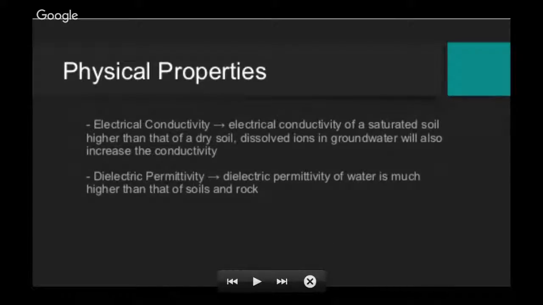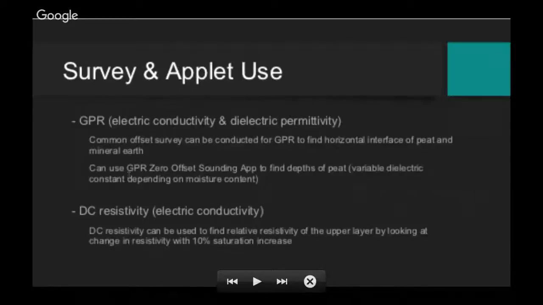So in terms of physical properties, these are the two main ones we're looking at. Obviously, electrical conductivity is going to be higher in a saturated soil, and that's due to the dielectric permittivity of water being higher. We can use GPR to get the depth of the peat layer, and then DC resistivity to calculate how much water content there is.